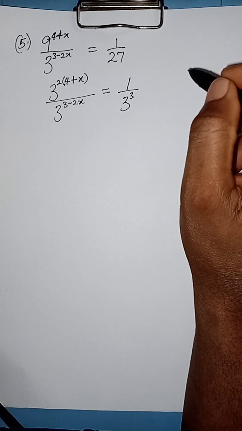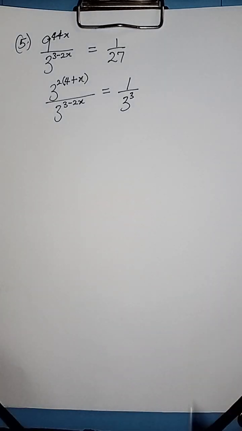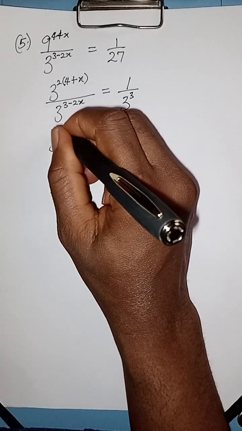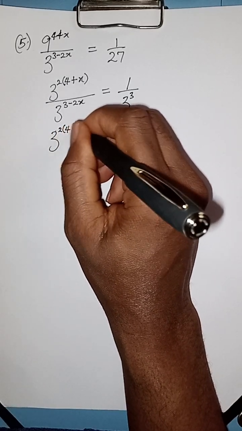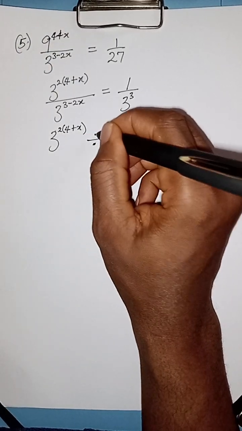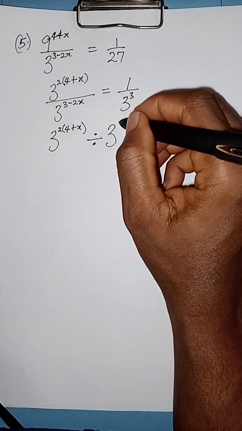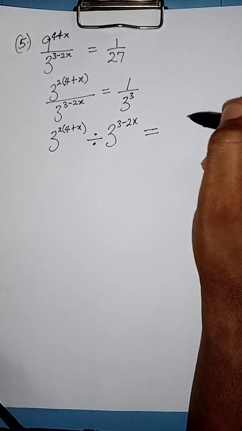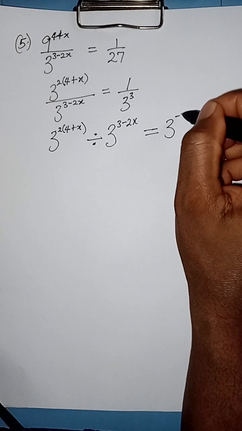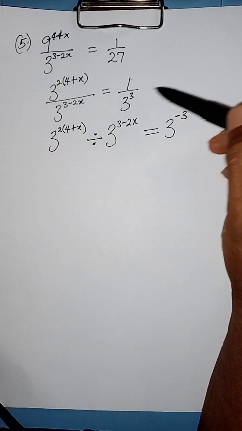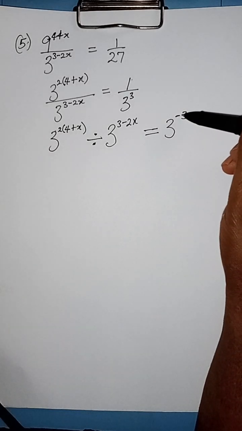So at this point, what do I do? Now let's apply what we've learned under the laws of indices. Now 3 raised to power 2, open bracket 4 plus x. This is division. So divide 3 raised to power 3 minus 2x equal to 3 raised to power minus 3. Because this is inverse, 1 over. And to take away the 1 over, to remove it, you introduce your negative or minus.